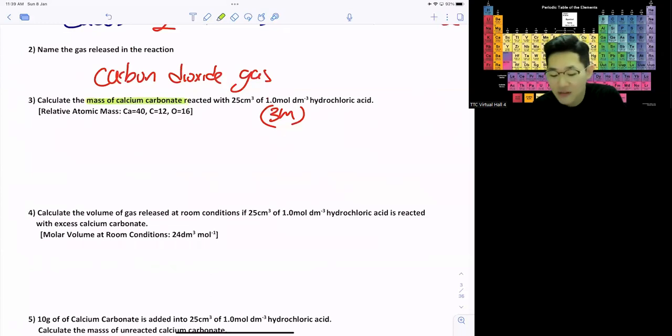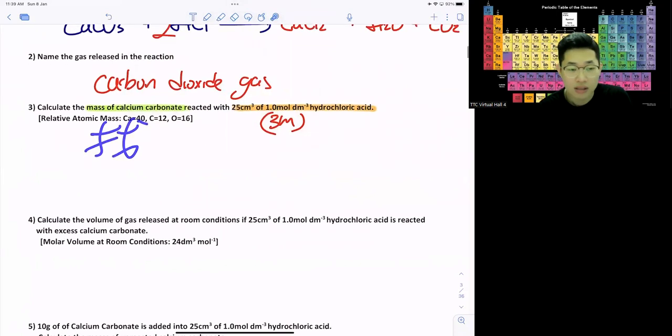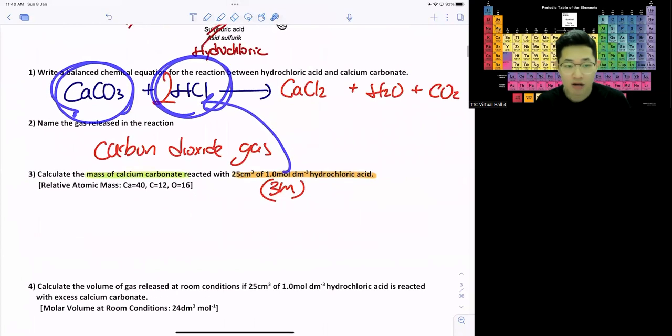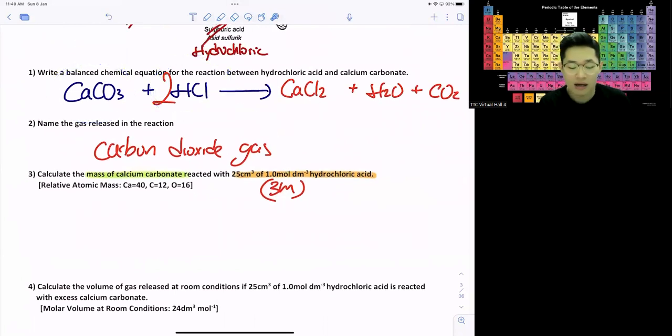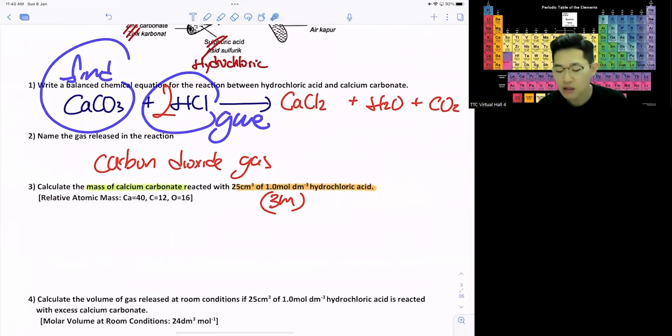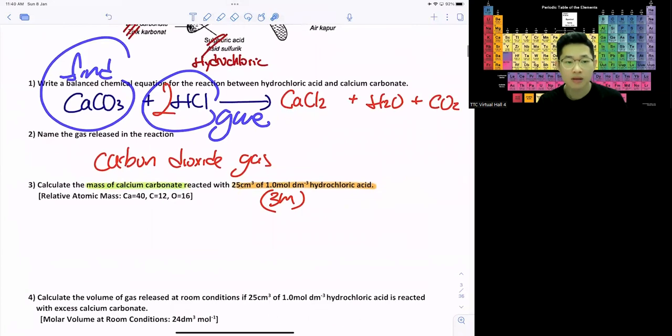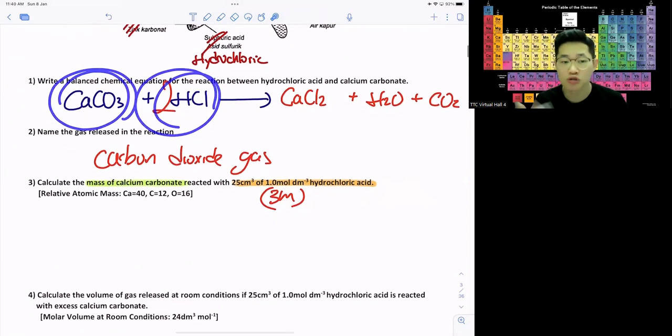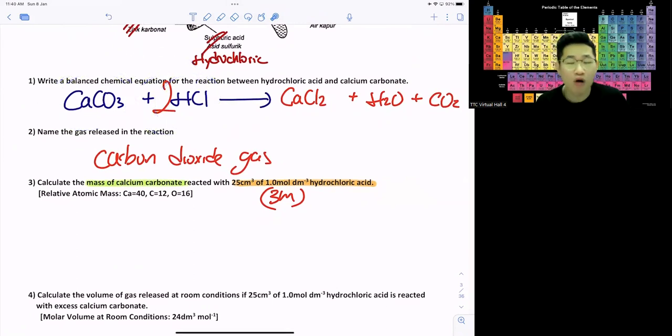But the information, the value they give you, is another substance. I want you to find calcium carbonate, but I give you the information of another substance. As long as it is this kind of question, the things they want you to find and the value they gave you are 2 different chemical substances. This is the type of question where you have to use the equation and the ratio. Because there are two different substances, you must use the ratio to predict the mole of another substance.